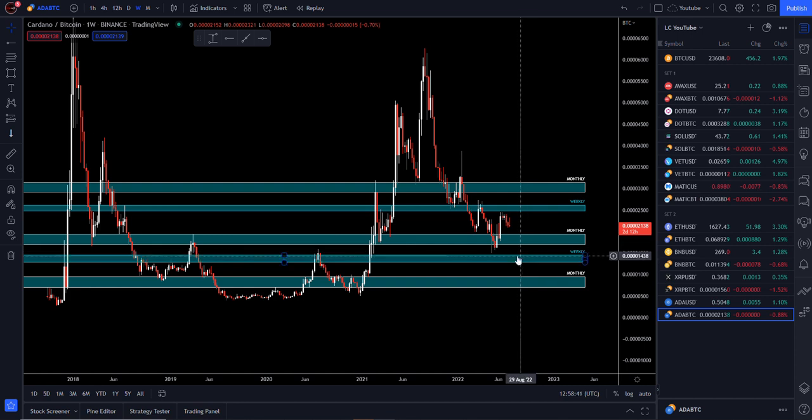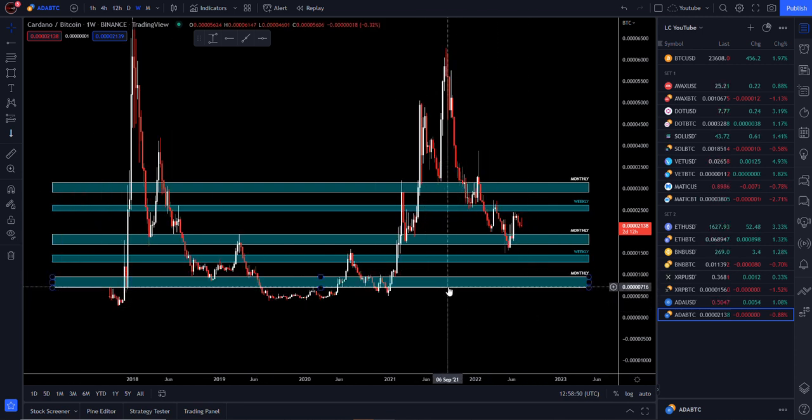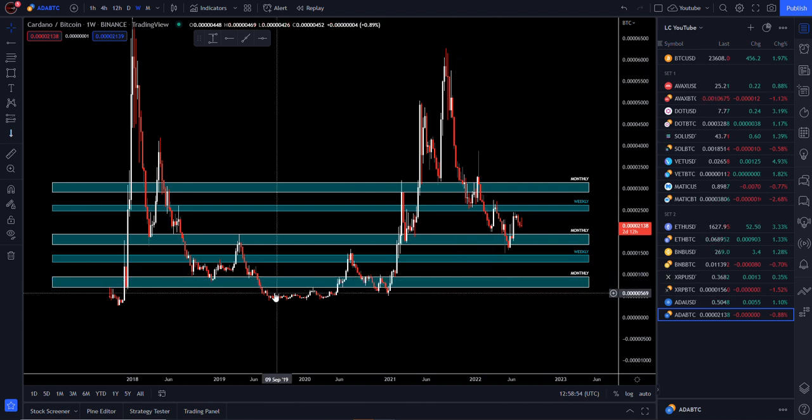Or if we break below that, then you've got these buy areas here between say 1500 sats to about 1300 sats. And then if things get really bad for altcoins, you could grab a nice stack down here at below 1000 sats, which obviously garnered some fantastic profits in the past.